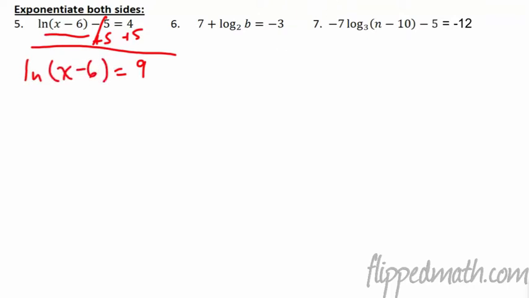Here's where we can use an exponent. This is the exponent I use on e to get x minus 6. So I'm going to use that whole side as an exponent on e. That's called exponentiating. We can do that on both sides to keep it equal. Now, if I use the exponent that I use on e to get x minus 6 as an exponent on e, sounds like double talk, we get x minus 6.